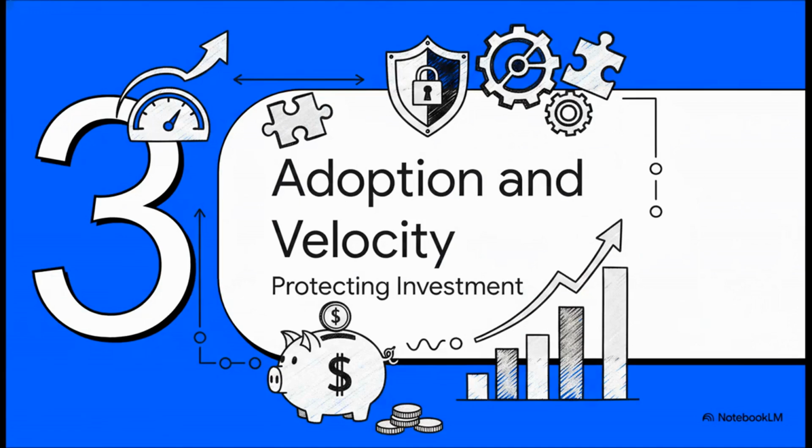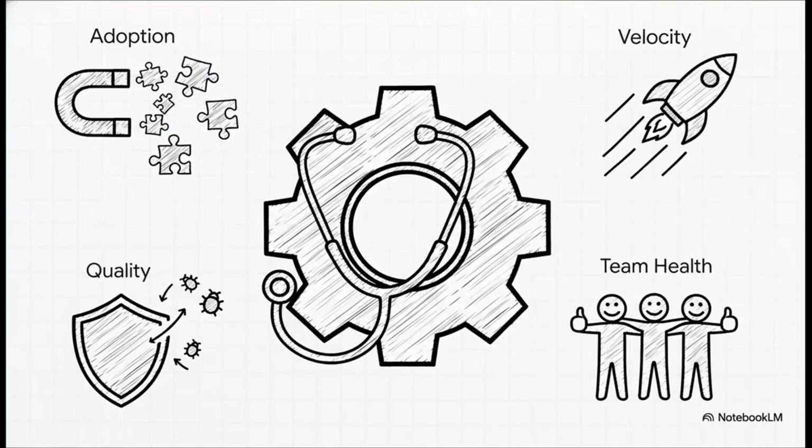Section 3. Tracking adoption and velocity. Protecting the investment. Okay, so the math is undeniable, but now we have to pivot from the financial promise to the operational reality. How do we protect this investment and make sure those millions in savings actually materialize on the balance sheet? Well, a design system isn't something you just set and forget. It's a living product, and it requires regular health checks.